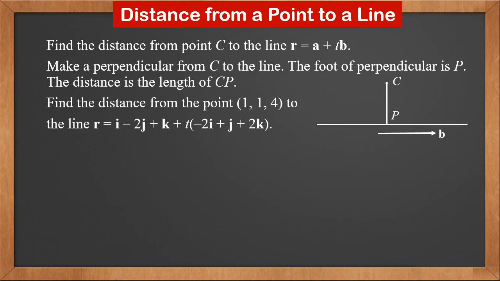For example, find the distance from the point (1, 1, 4) to the line r = i - 2j + k + t(-2i + j + 2k). First, let's combine components of the line. r is (1 - 2t)i + (t - 2)j + (2t + 1)k. Since P is on the line, it is also in this form.